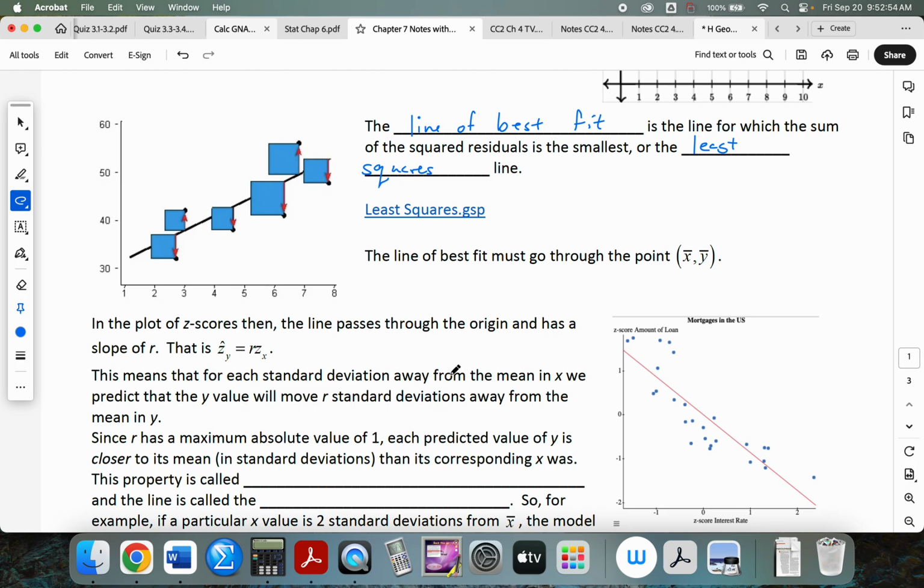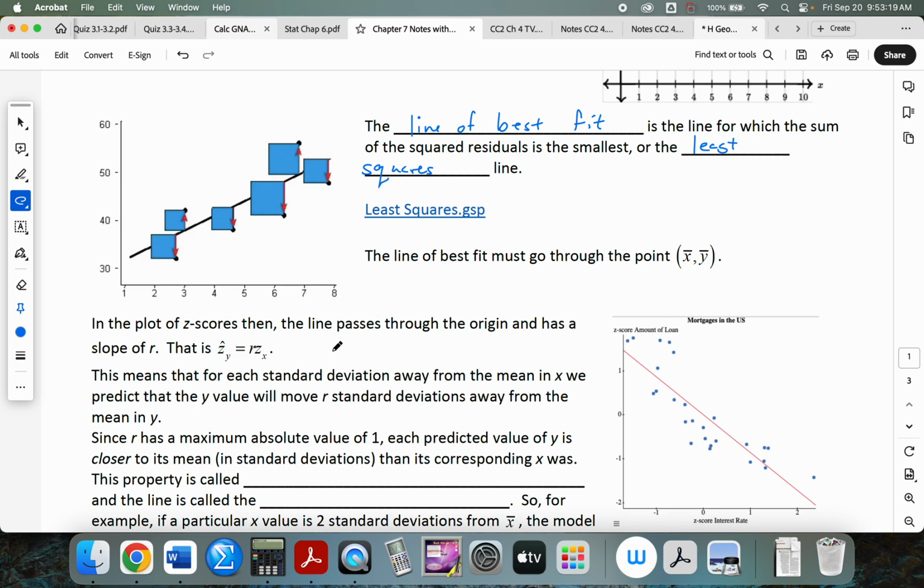Is the same point always? It always goes through, so whatever your data is, average all the x's, average all the y's, your line of best fit is going to go through that point. Which, when you think about it, makes sense. Yeah. It should go through the average x, average y. Okay?